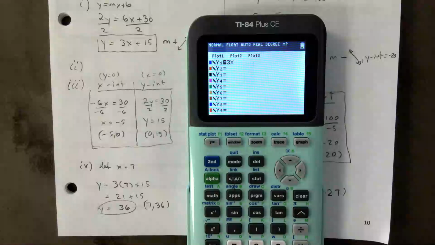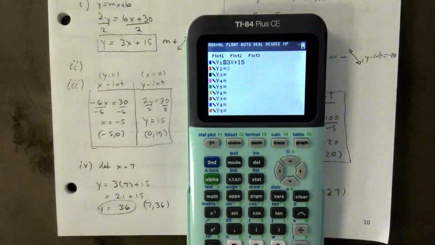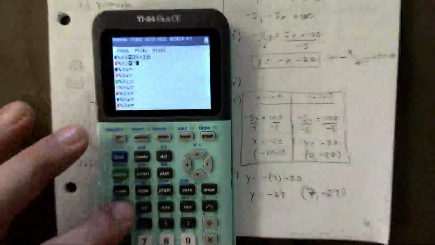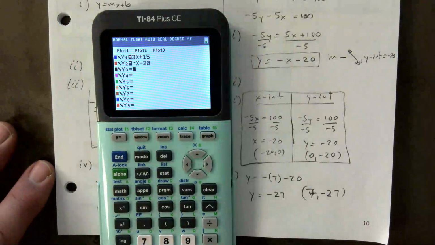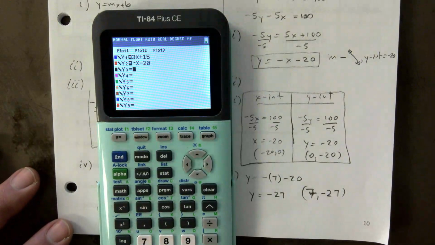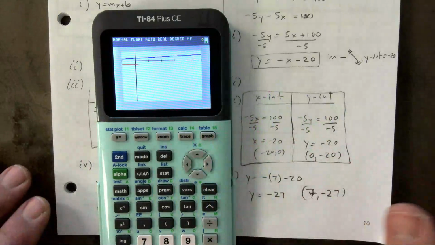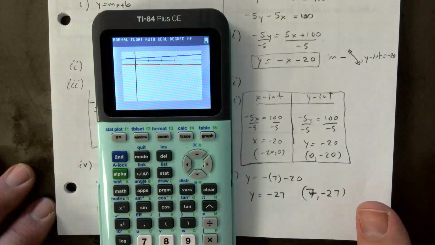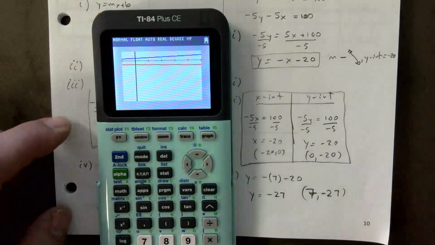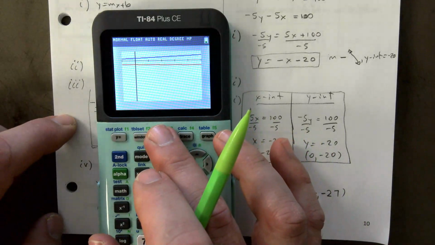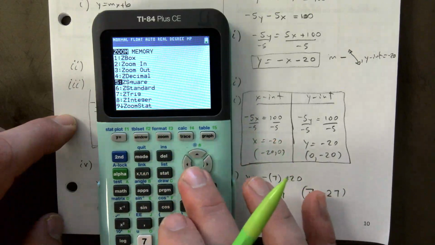So 3x plus 15 for my y1. And then -x minus 20 for y2. And let's hit graph. Let's see what happens. I haven't done anything to my window. It's not a great window. So I'm going to try zoom standard. I'm just going to do a 10 by 10 by 10. Zoom standard.